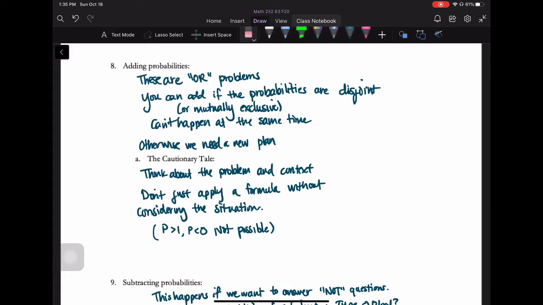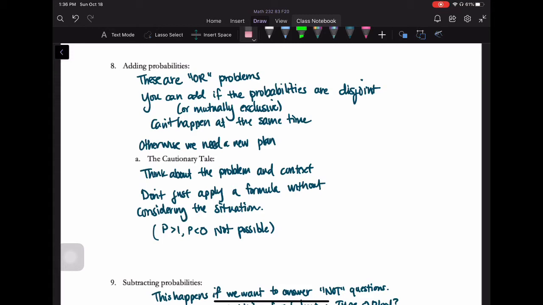You can't be a Republican and a Liberal Party member at the same time. Maybe you can, and it could be a bad example, but you're looking for things that can't happen at the same time. Like if I have a bag of marbles, I can't have a blue marble and a red marble at the same time. It's either blue or red, unless you are doing a mixed color, but you need to be clearly defining your variables. Otherwise, you need a new plan.